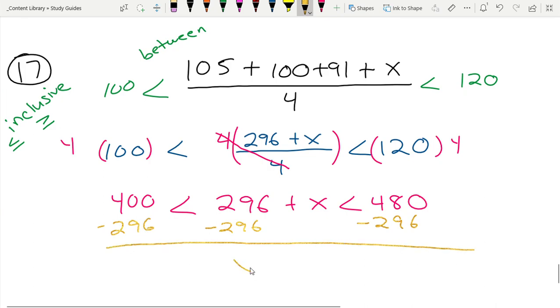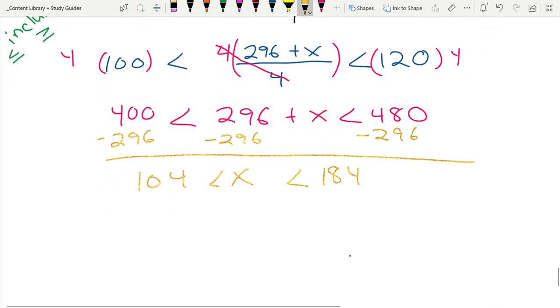And so for our fourth show, we need to have more than 104 show up, but less than 184 show up. If that's true, when we find the average, we'll have hit our goal of being between 100 and 120.